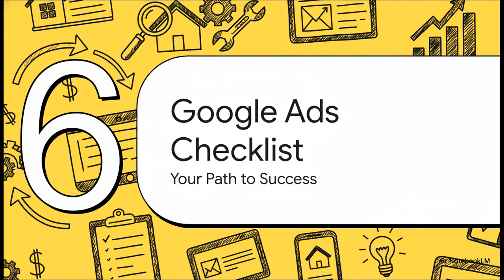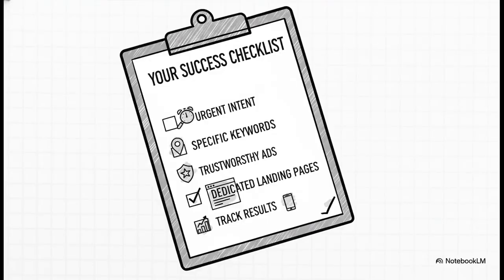All right, we've covered a lot, so let's pull this all together into a super simple checklist you can use to get your own campaigns up and running. Here it is, your roadmap to success. Number 1, always focus on that urgent repair intent. 2. Use those specific, long-tail, location-based keywords. 3. Write ads that are simple, clear, and build trust. 4. Send that click to a dedicated service page, not your homepage. And last but not least, you've got to track your results to see which keywords are actually making the phone ring, and then just do more of that.